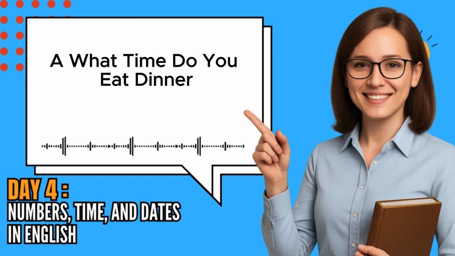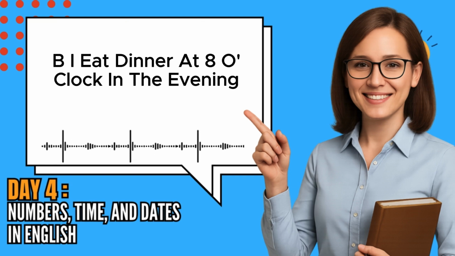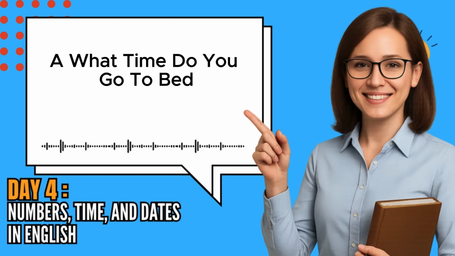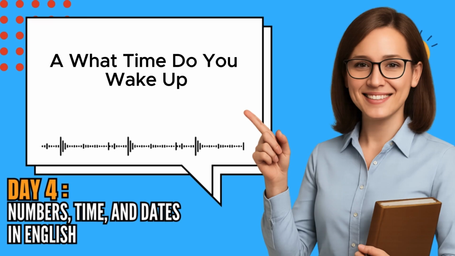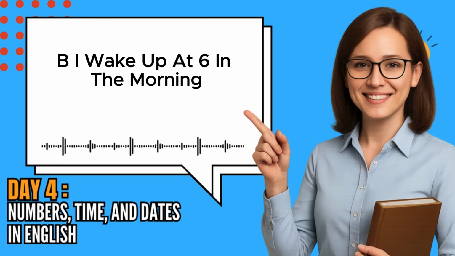A. What time do you eat dinner? B. I eat dinner at 8 o'clock in the evening. A. What time do you go to bed? B. I go to bed at 11 o'clock at night. A. What time do you wake up? B. I wake up at 6 in the morning.